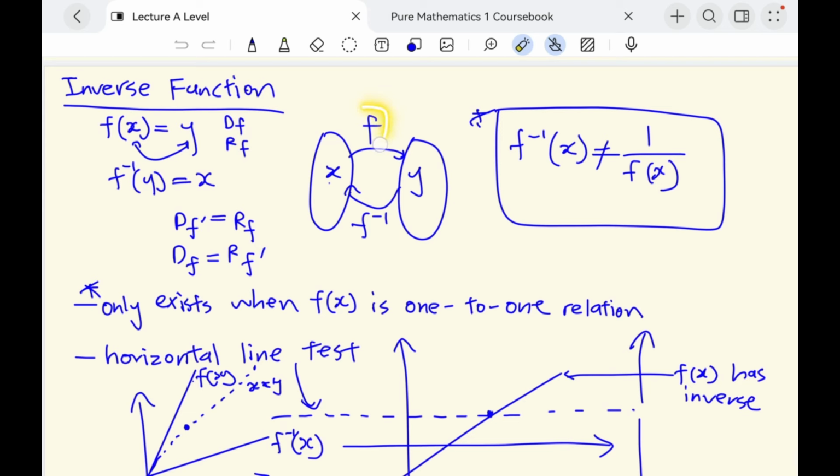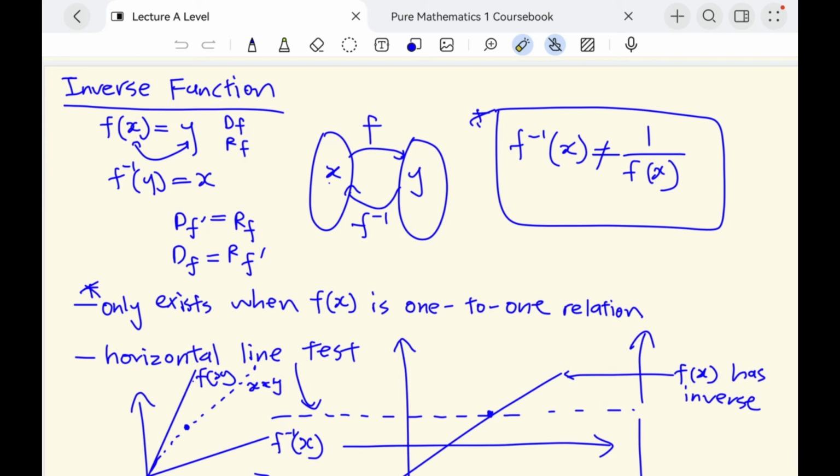So let's say here is your f. My domain of the inverse function is here. The range of f(x) is also here. Then the domain of the function is here. The range of the inverse function is also here. So please take note of this statement.